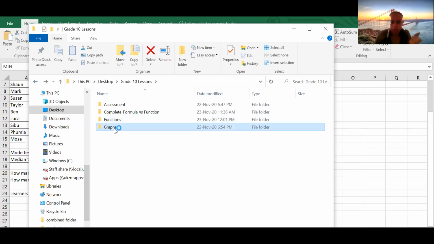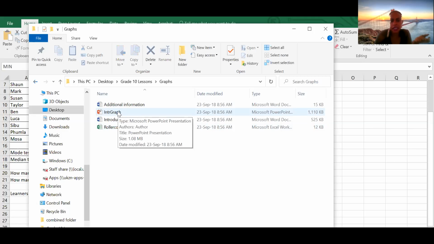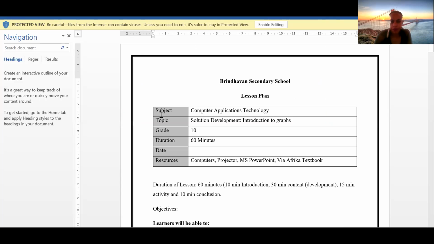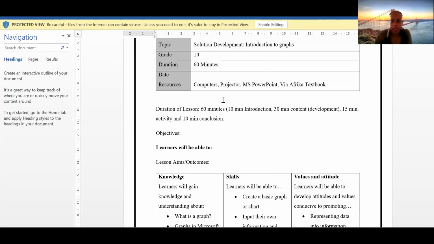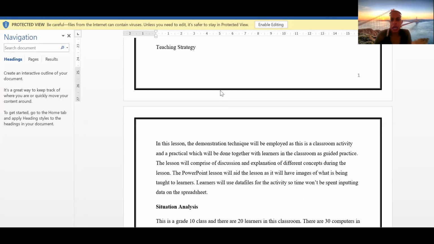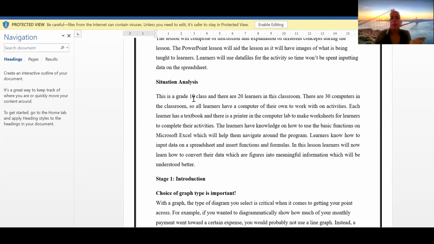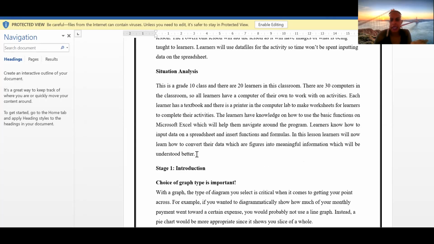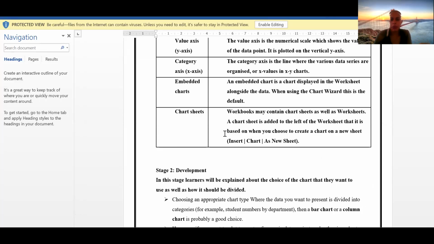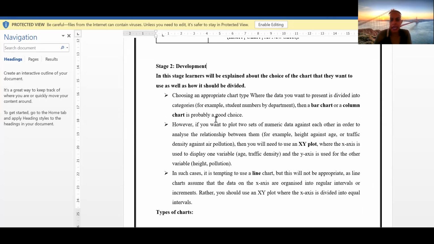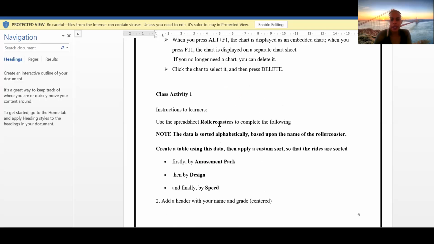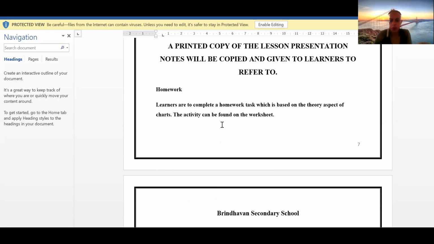And now, last but not least, the teacher has taught on graphs. Introduction to graphs, the same thing we are going to do. We create our knowledge, skills, and values. We come up with our teaching strategy, our focus question, and our situational analysis. And then we introduce, using our time concept, the various things the teacher will do. Lesson development, we give it time: different types of charts that the students will learn, and then an activity for the students to do.